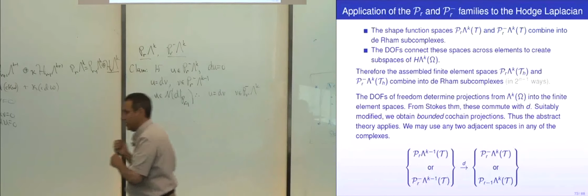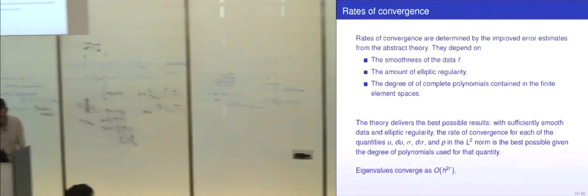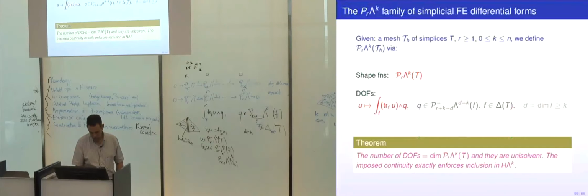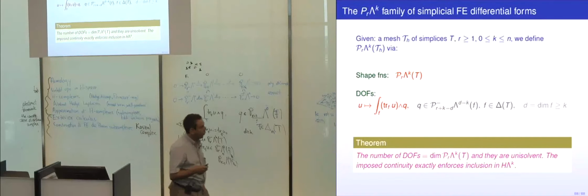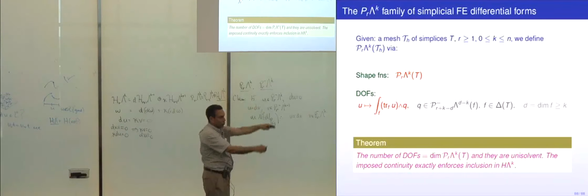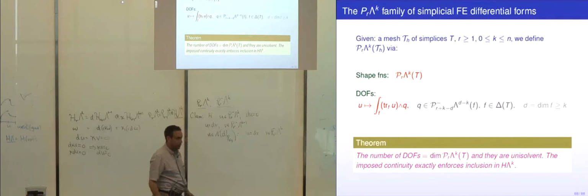That's why on each of the slides, the second line in the theorem was the imposed continuity enforces inclusion in H lambda k. There are enough things about the trace of u on edges to make sure that the trace of u is actually continuous from one side of the edge to the other, and therefore d of it makes sense. That's okay?